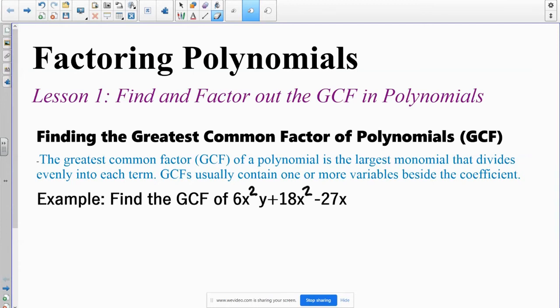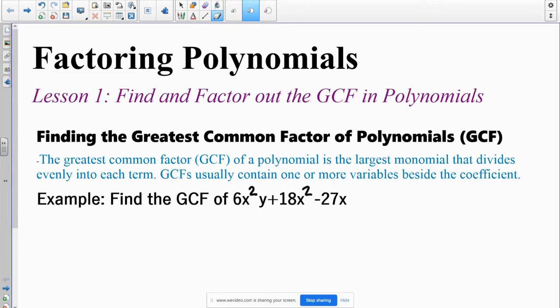So we're going to go from multiplying polynomials into factoring polynomials. This first lesson is using the idea of finding and factoring out the greatest common factor in the polynomials, known as the GCF. We are going to first give you a quick lesson on how to find the GCF, just in case you forgot, and then I'll teach you how to factor from there.